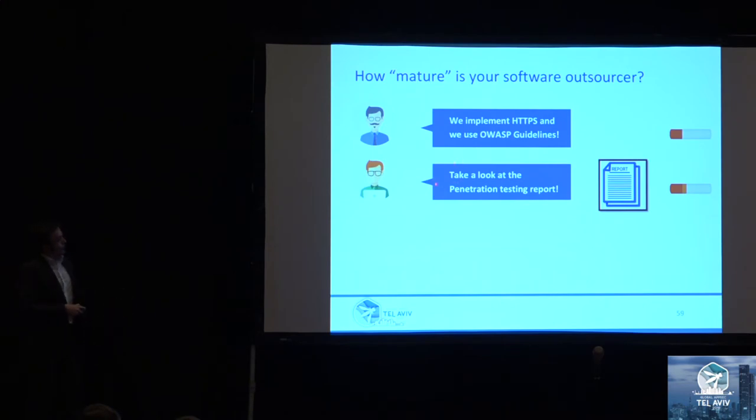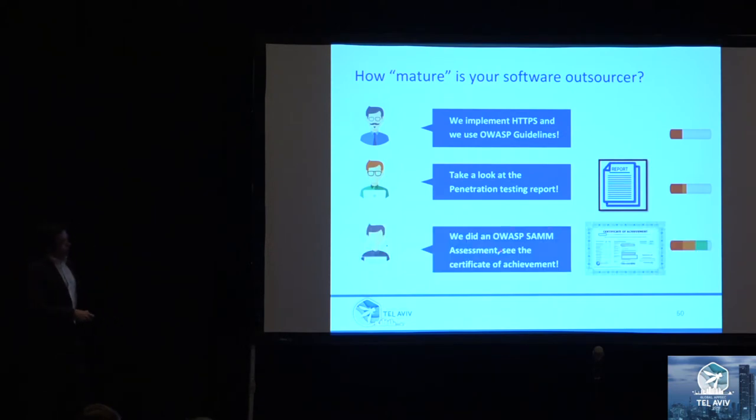But maybe 5 years ago, a lot of outsourcers said, okay, take a look at the penetration testing we performed. This is not sufficient. Also, it is really important to show not the report of the test, but the report of the retest. So you have to demonstrate that you have fixed your bugs, not that you have some vulnerabilities. But what we see as really important today is if you perform an OWASP SAMM assessment and you have a kind of certificate of achievement, so a third party says that you have level 2 in this dimension and level 3 in this other dimension, you can build a trust relationship with your clients and you can sell your product better.